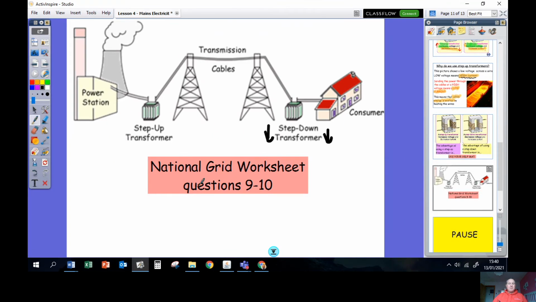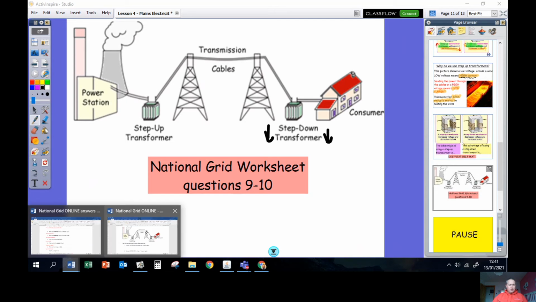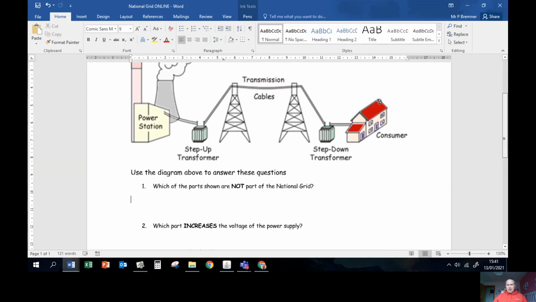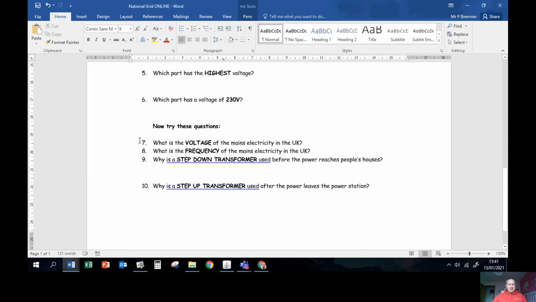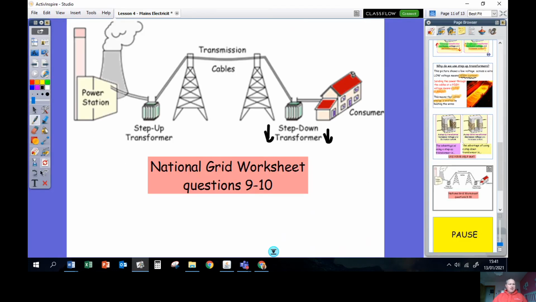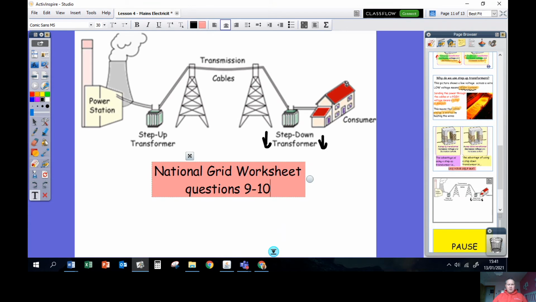Now you've got enough information to fill in all the last questions on the worksheet we've got here. So the last part of the worksheet, questions 7, 8, 9 and 10, you can type answers to about why we use those transformers in the different parts of the national grid. I know that says 9 to 10 there, but obviously it should say 7 to 10. I'll change that.